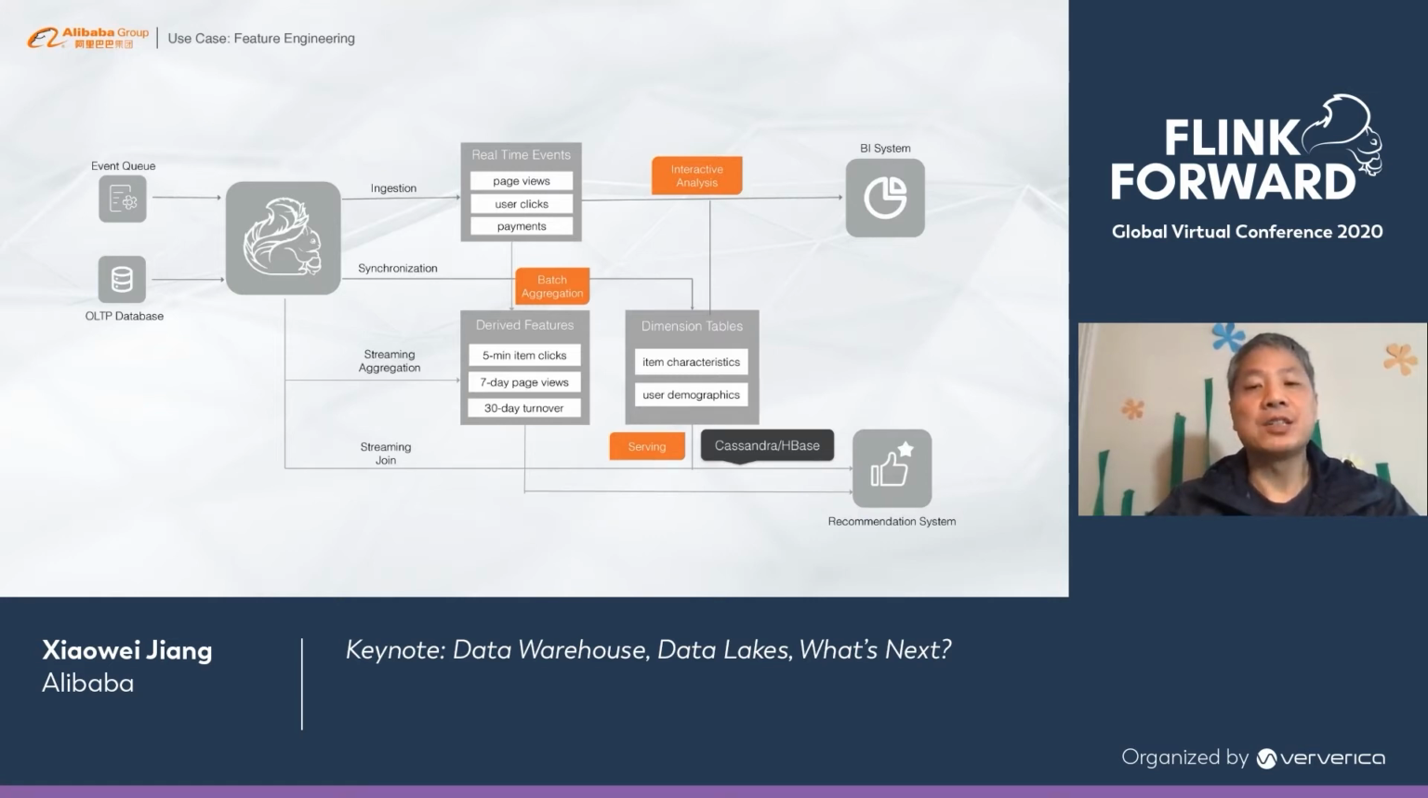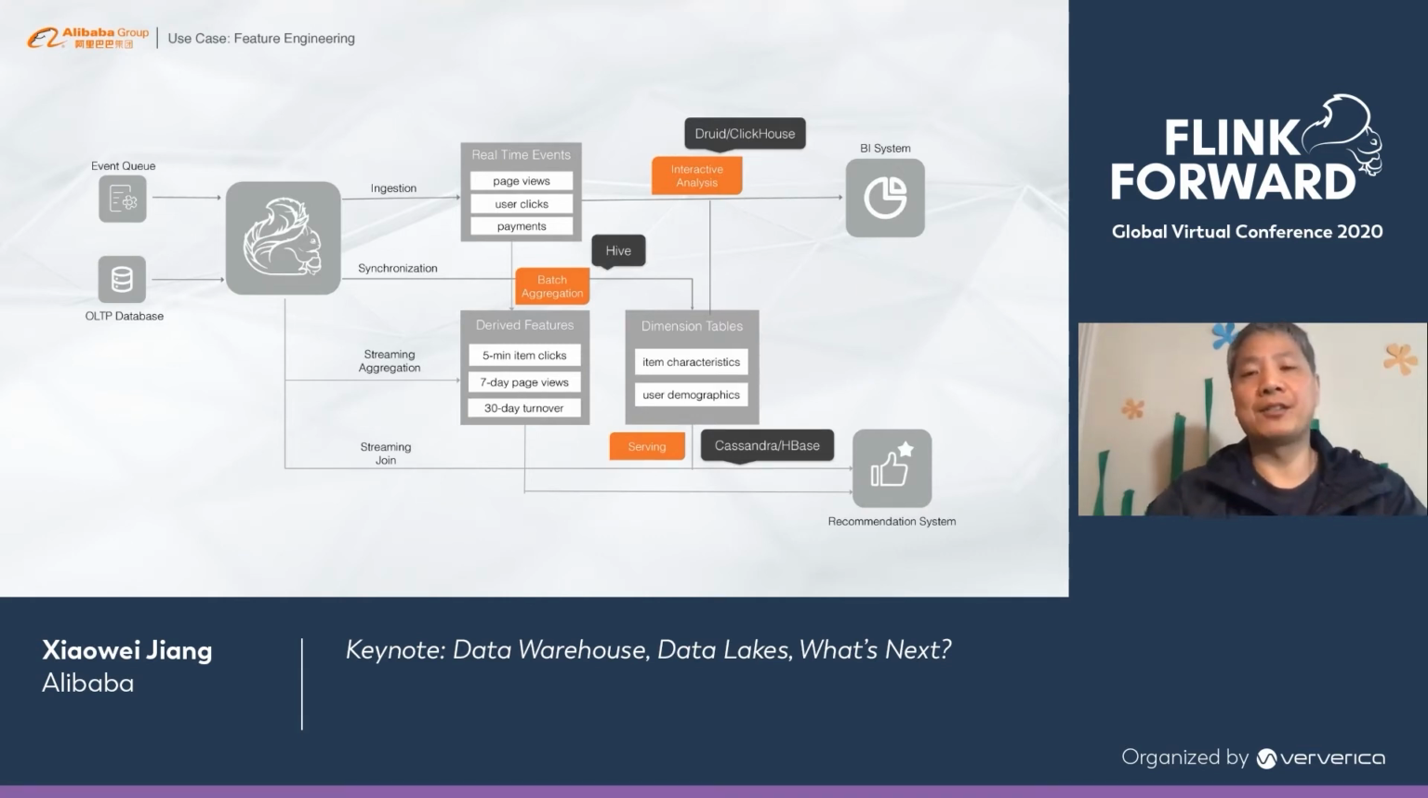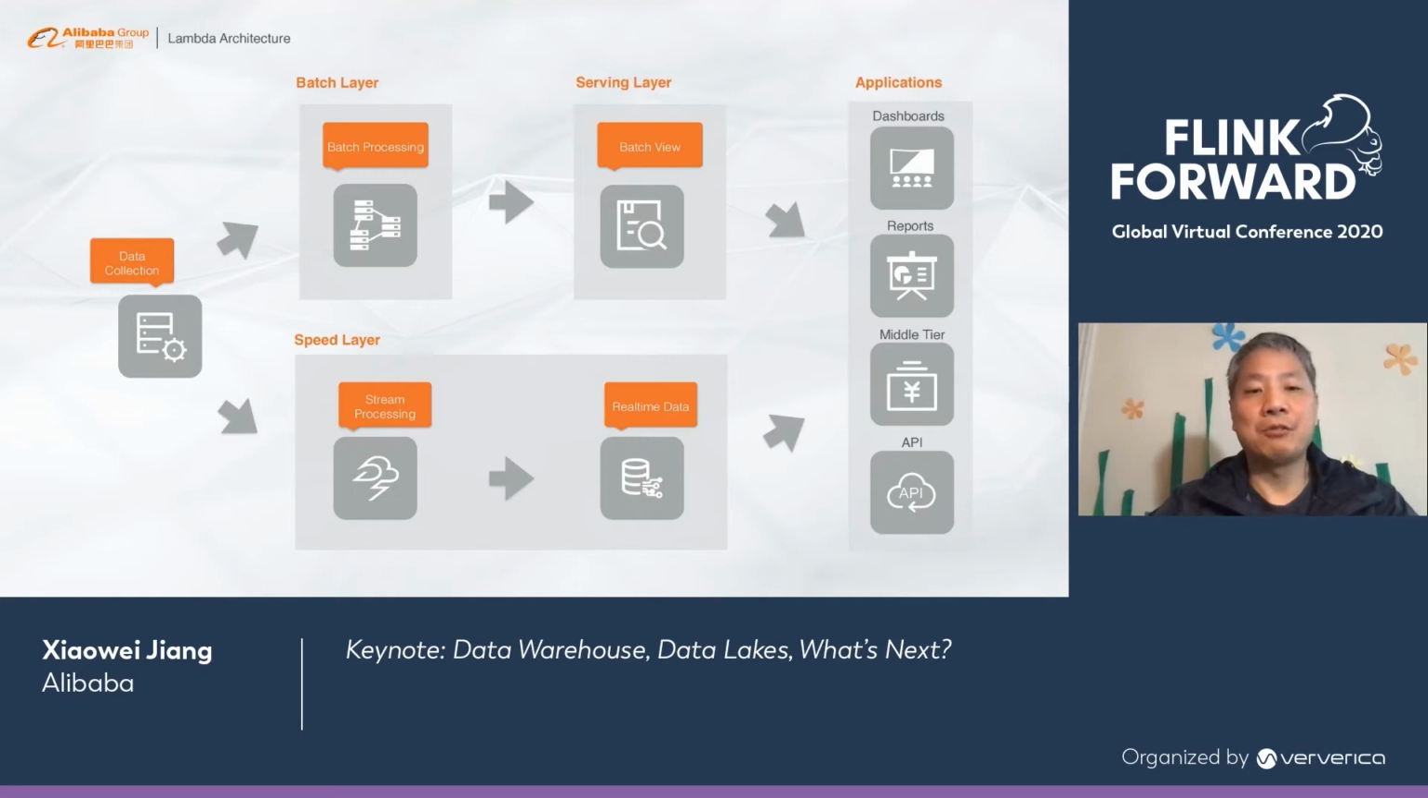And to do efficient analytics, our developers may decide to use Druid or Greenplum or ClickHouse for this. And for batch aggregation, people may decide to use Hive for that. So building such a pipeline is becoming pretty complex. Where does such complexity come from? And to answer this question, I want to start with the Lambda architecture.